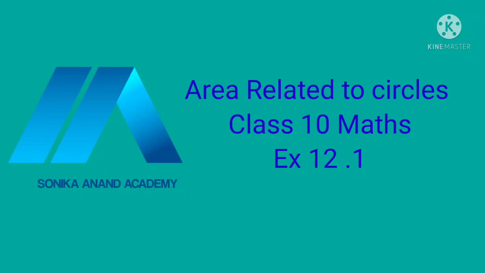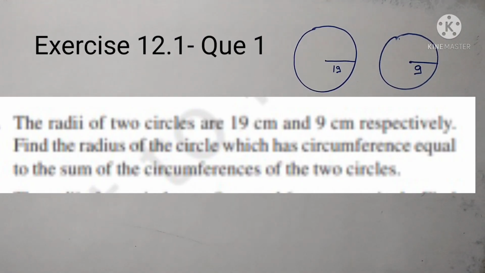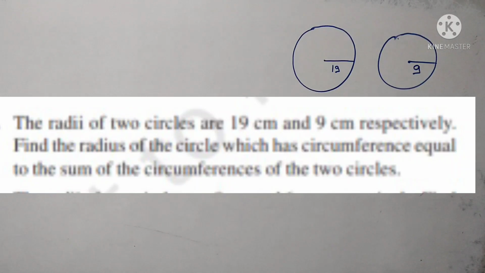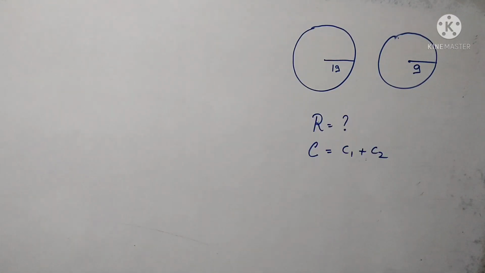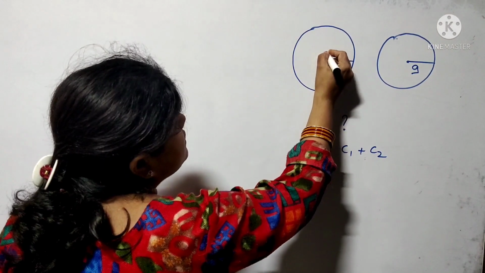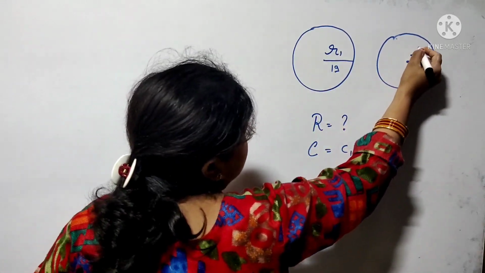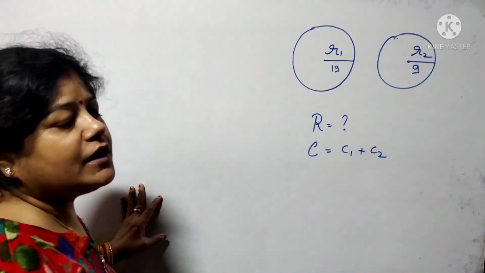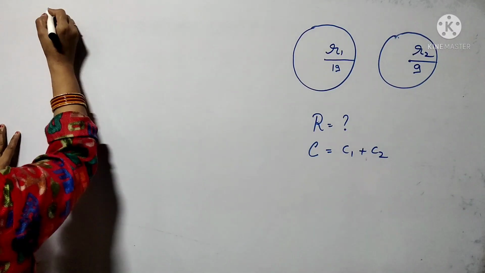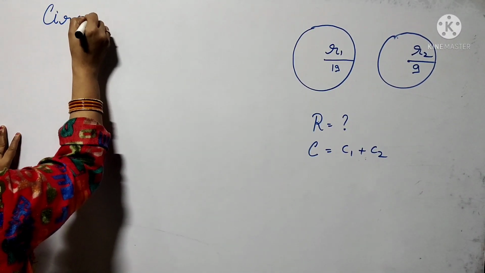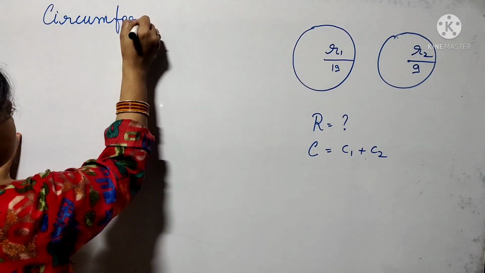Now, as you learned from the question, we have two circles of different radius, 19 and 9 centimeter, and we have to find the radius of the circle which can be formed by adding the circumferences of these two circles. So let this radius be r1 and this radius be r2. Now, what is the formula for circumference of a circle?